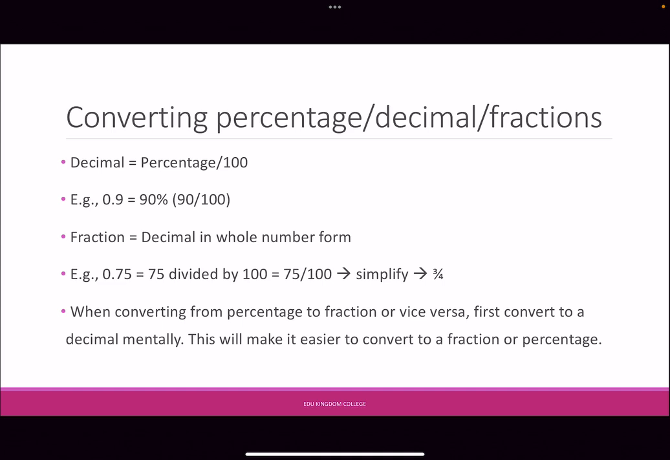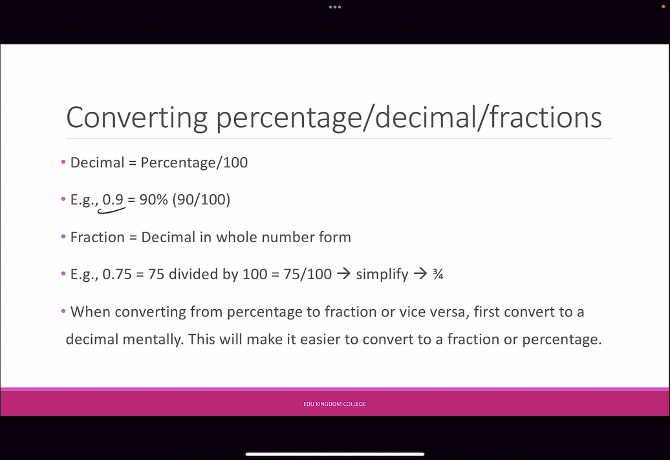Alright, so the overview will be on converting percentages to decimals or fractions, or the other way around. So it could be decimals or fractions to percentages, or fractions to decimals. Whatever, we'll be going over all of those. So decimals to percentages first is what we'll go over. A percentage is just a decimal written over 100.